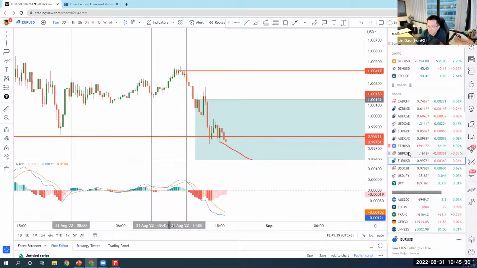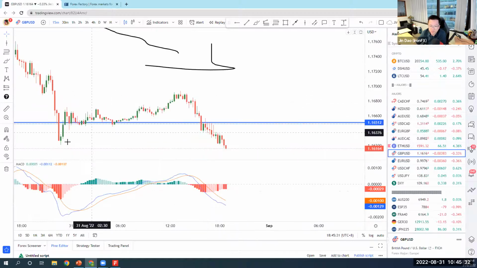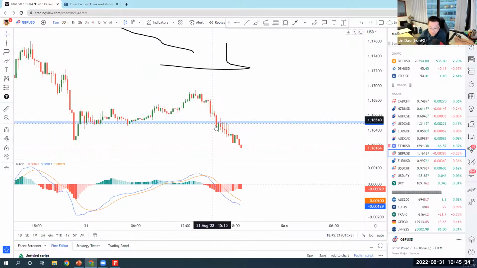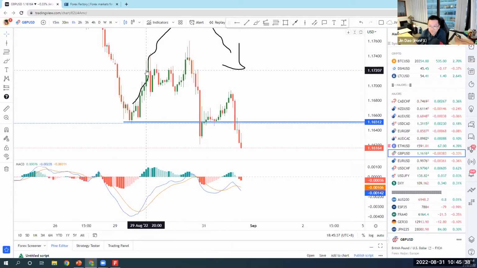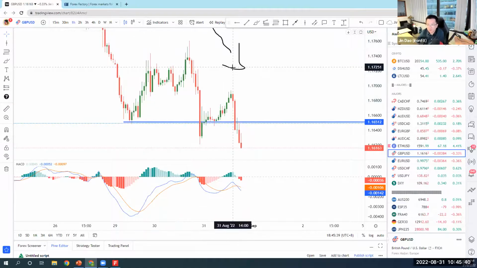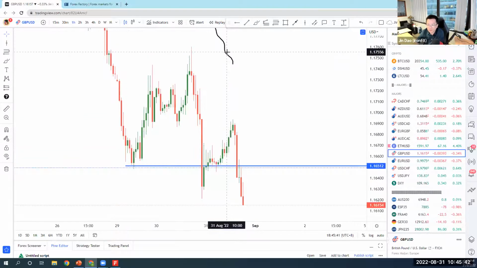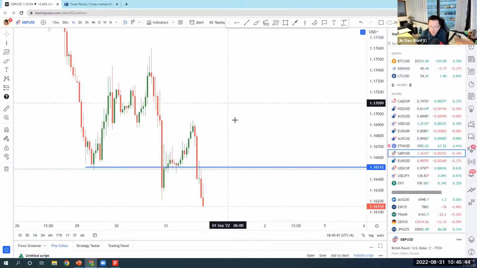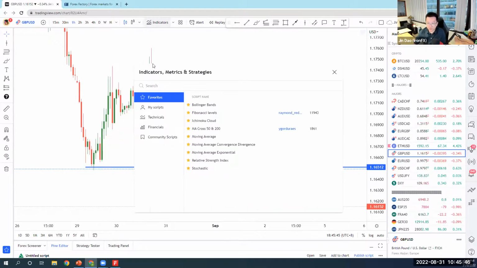Okay, so another example here on the pound dollar. You see the pound dollar dropping very strongly back on the H1 time frame. Take that away, that's my previous analysis. Okay, you can see the pound. Oops, where did my indicator go?